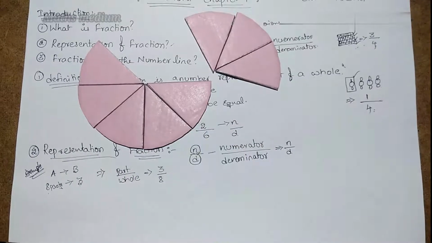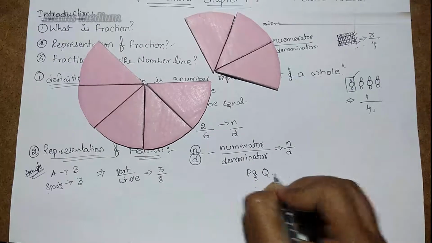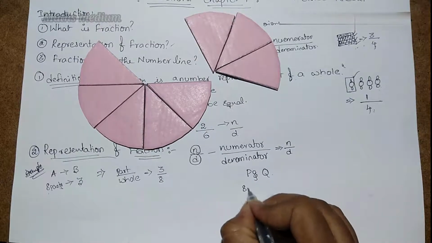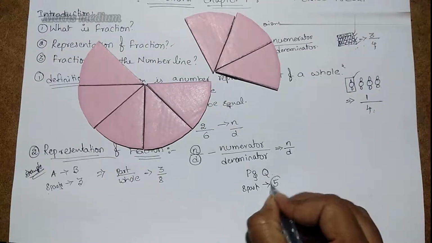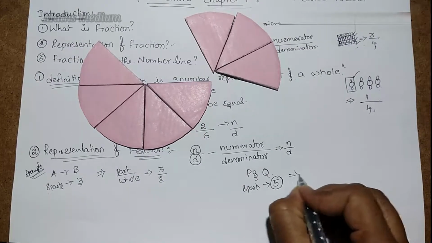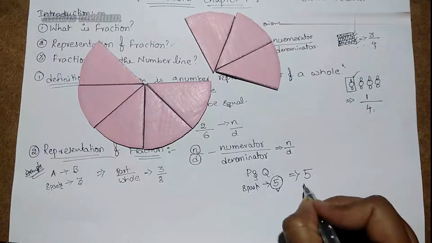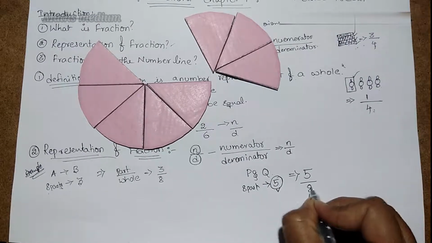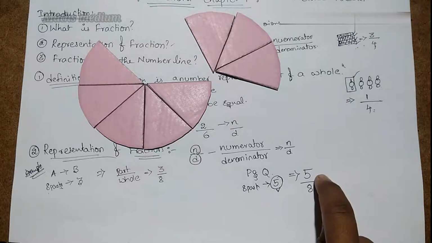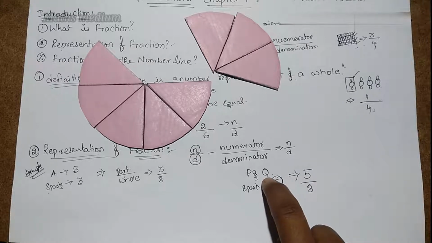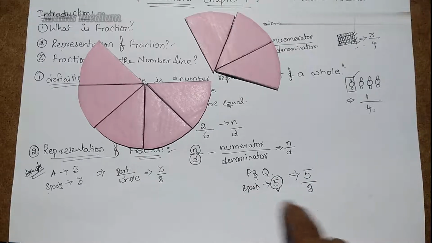If you take another example, P and Q are two friends. P has 8 parts of the circle and Q asks for 5 of them. How are we going to represent this? The 5 parts is the numerator, and the 8 parts, the whole, is the denominator, represented as 5 by 8. Here 5 represents how much part we give to Q, and the total parts with P is 8.